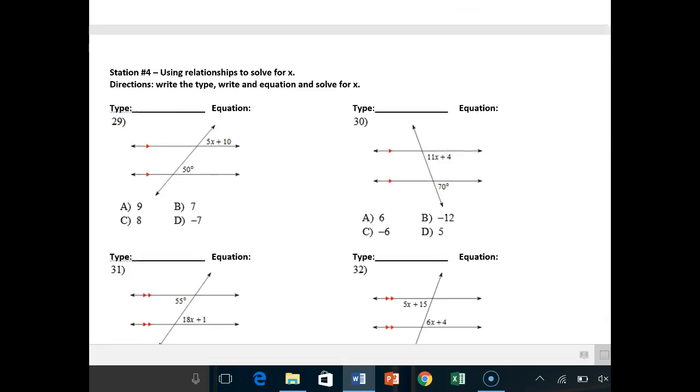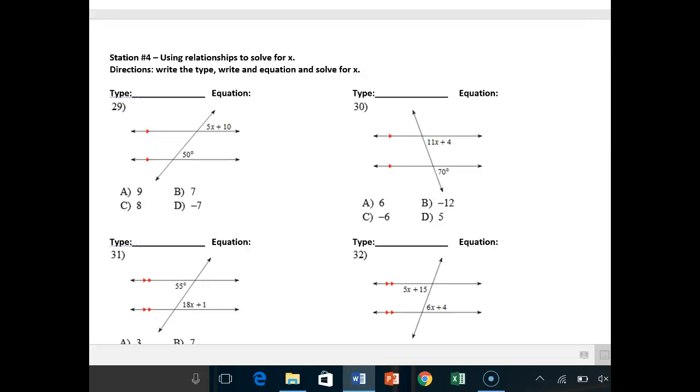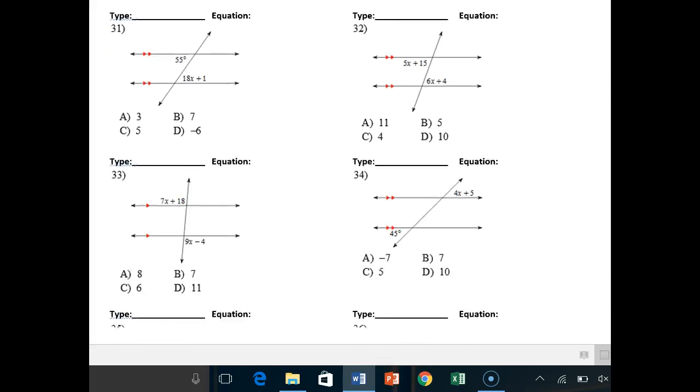All right, the last station is just algebra. A lot of stuff that we did yesterday. So I'll do a problem like 29. It will be corresponding relationship. Anytime you have one of those buzzwords, corresponding, vertical, alternate interior, alternate exterior, you set them equal to each other. So 5x plus 10 equals 50, and then you just solve that equation. So subtract 10, excuse me. You get 5x is equal to 40. Divide by 5, divide by 5, you get x is equal to 8. Okay? So anytime you have one of those buzzwords, you just set them equal to each other.